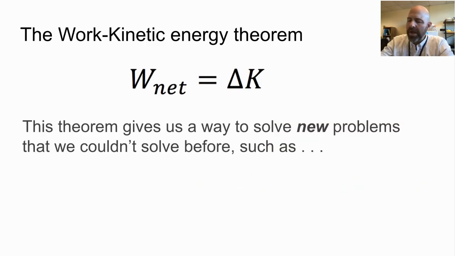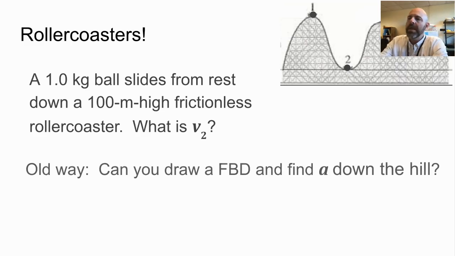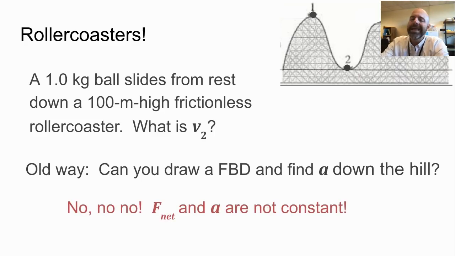So once we have this formula, the work kinetic energy theorem, we can do a couple of things. We can solve new kinds of problems like this. If there is a roller coaster and a 1 kilogram ball or cart slides down, or rolls down, rolling isn't really right, but we'll get to that later, a frictionless roller coaster, what is the final velocity at the bottom? Now, the old way would have been to draw a free body diagram, figure out the net force, figure out the acceleration, and then use kinematics. The problem with that is that the net force is not constant because the angle of that ramp is changing because it's a curve, which means the acceleration is not constant and we're out of luck.